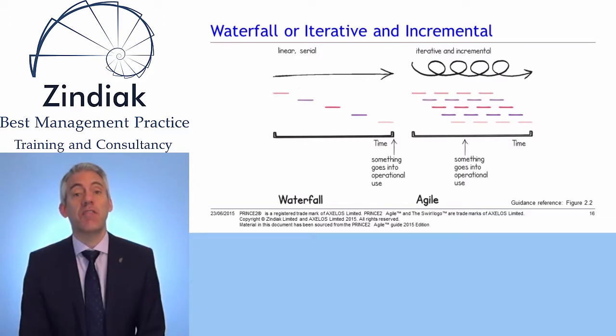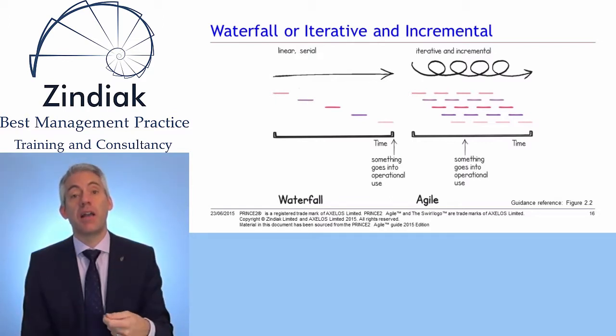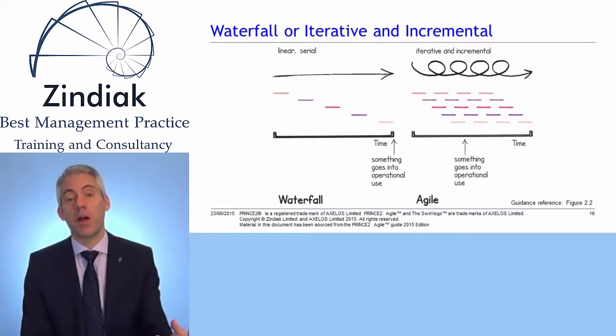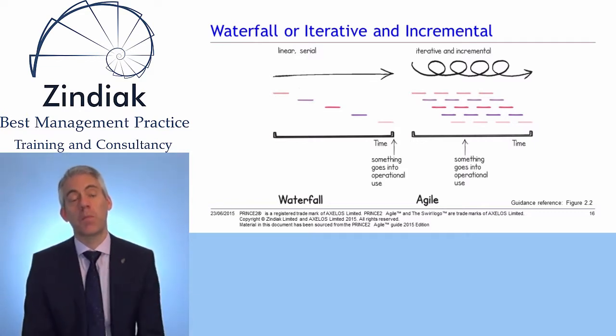This next slide looks at the difference between a waterfall development and an iterative and incremental development or agile development. And as you can see on the left-hand side, we have a traditional waterfall approach where effectively there's one iteration going through analysis, design, development, test, implementation. It's trying to deliver the whole project in one go. Design the whole project, develop the whole project, test the whole project, deliver the whole project, all in one go.